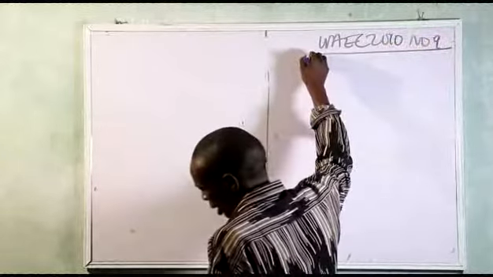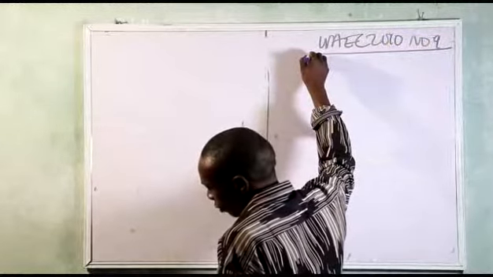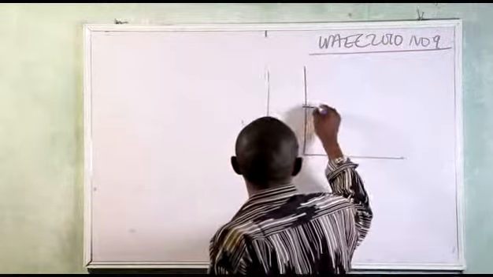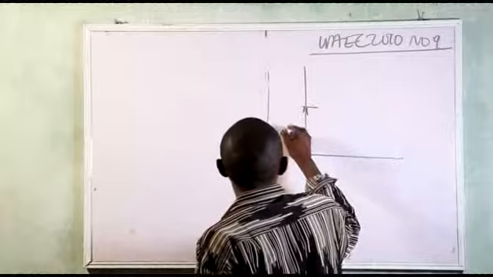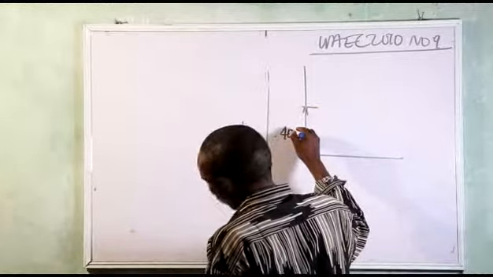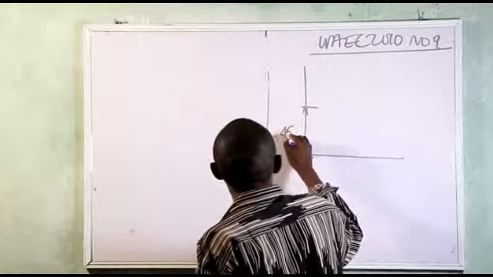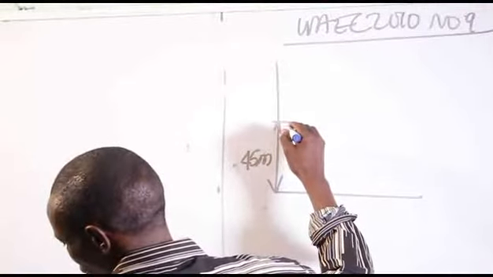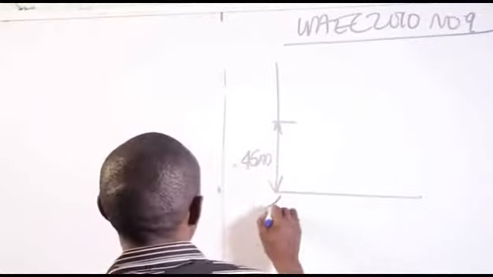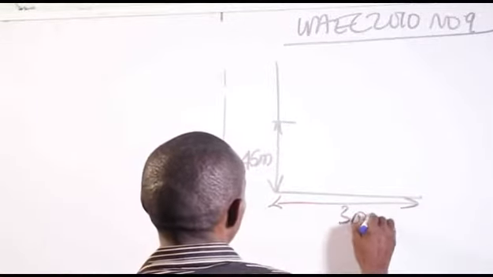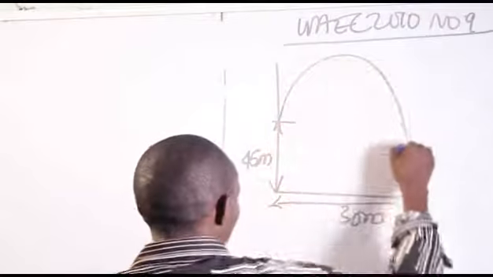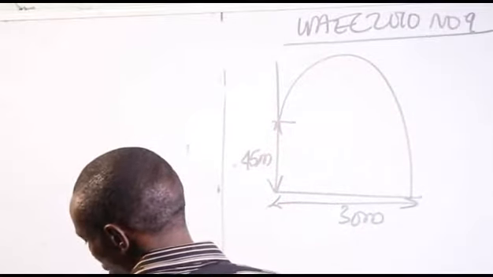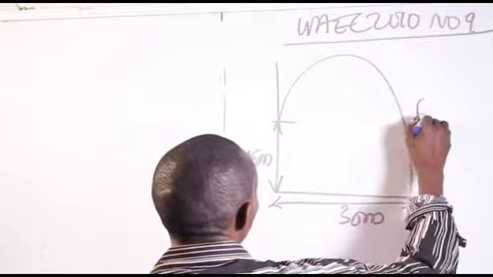The question is, a body is projected horizontally from the top of a cliff 45 meters above the ground. If the body lands at a distance 30 meters from the foot of the tower, range 30 meters, projected this way, calculate the speed. Find u.